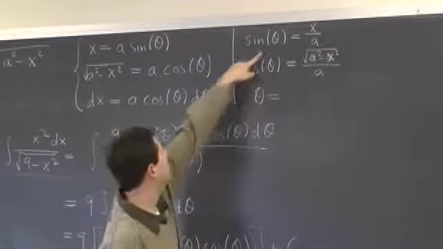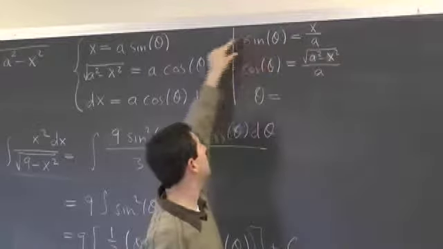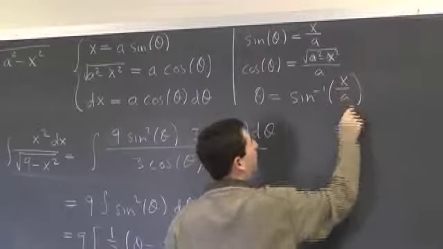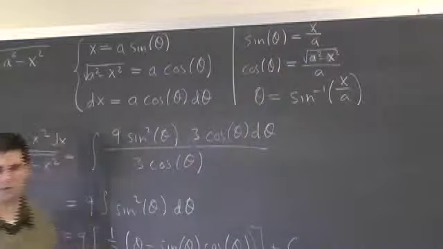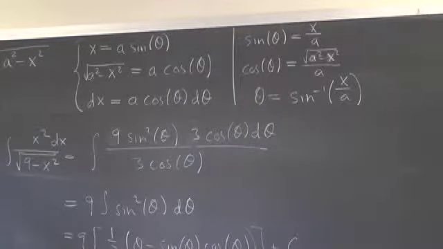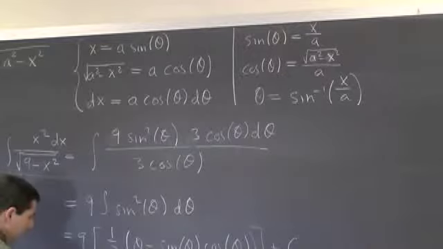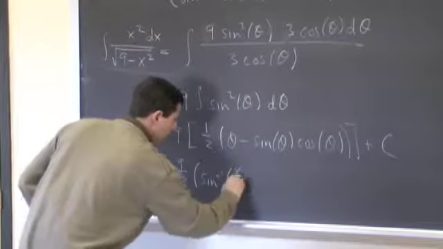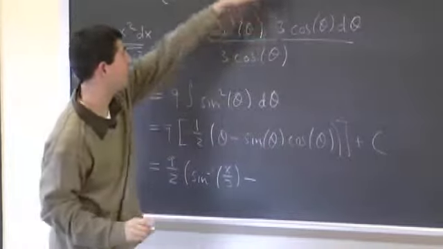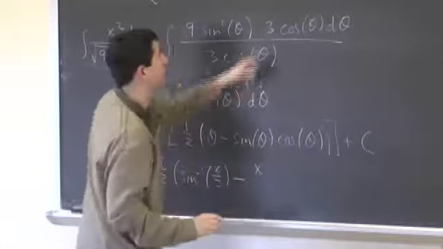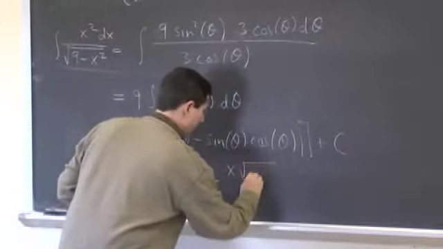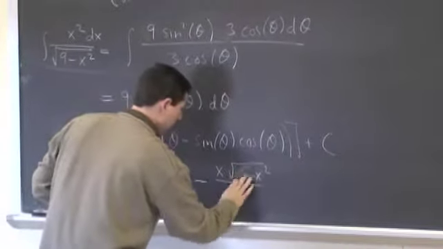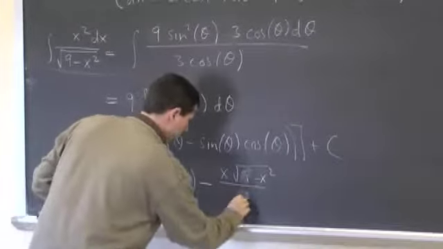So theta we can get, for instance, from the top line. If sine of theta is x over a, take arc sine of both sides. Of course, we can also do arc cosine, and it would just be a little nastier to write down. So that tells us here we can write 9/2 arc sine of x over 3 minus, let's see, sine of theta is x over a, and cosine of theta is the square root of a squared minus x squared over a, so we get over a squared. Oh, a here is 3. So 9, and this is 3. 9.